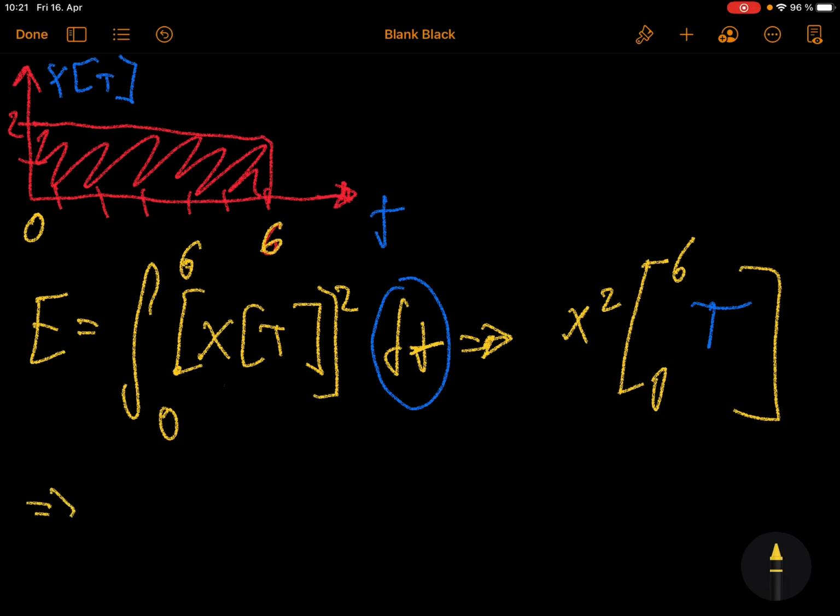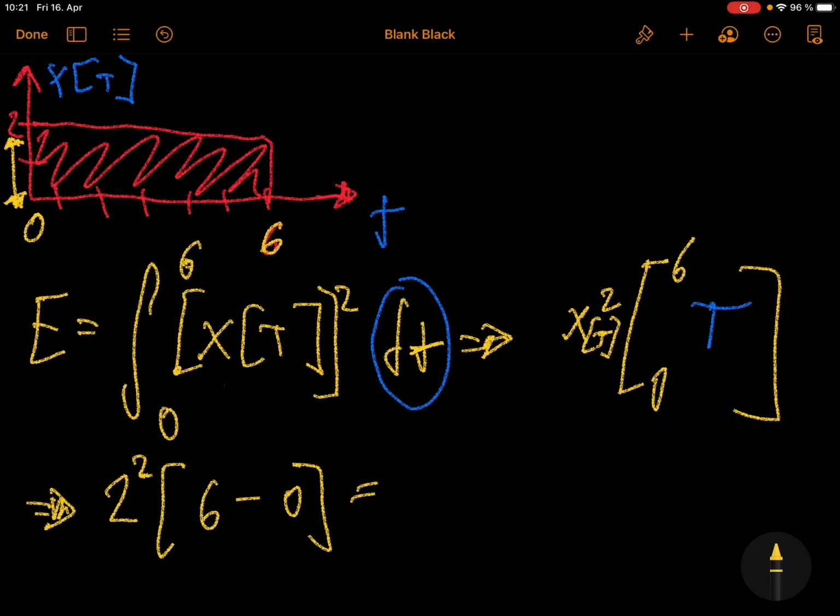Therefore, x squared, x of t, let's write it to make it easy to understand, is about our amplitude, and we know that here our amplitude is equal to 2, because it's actually this length, right? And we're going to multiply by 6 minus 0. Oh sorry, it's squared, yeah, it's squared. Therefore it's going to be 4, then multiplied by 6, and our result is going to be 24 joules.